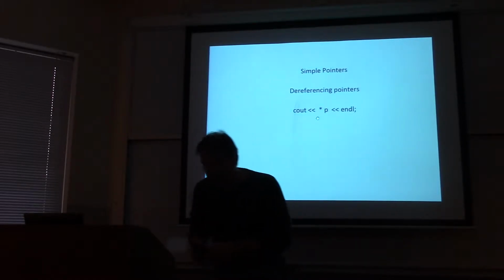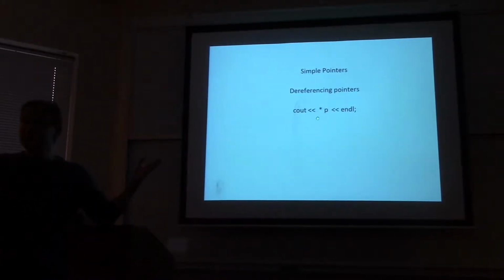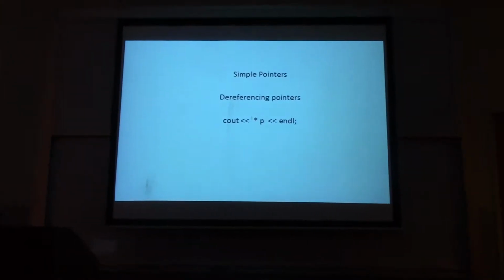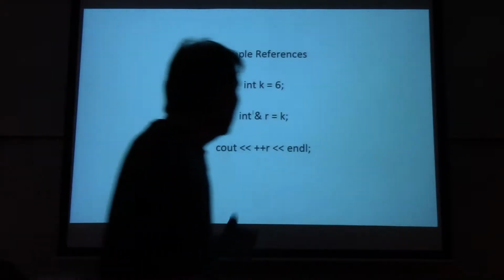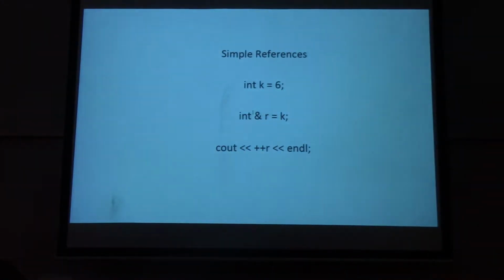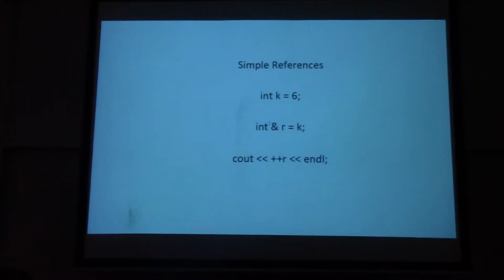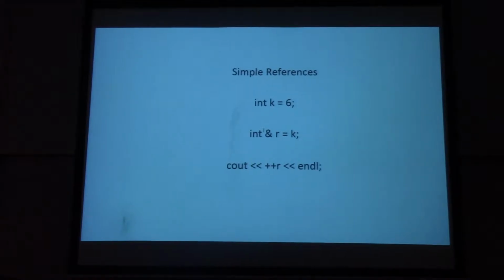Okay. So last time we got to the point of pointers. We started talking about pointers last time, and we talked about simple pointers, and also simple references. And we made a big distinction between pointers and references. In some ways they're the same, but in one important way they're different. Who can tell me what is the difference between a pointer and a reference? A reference is already defined.